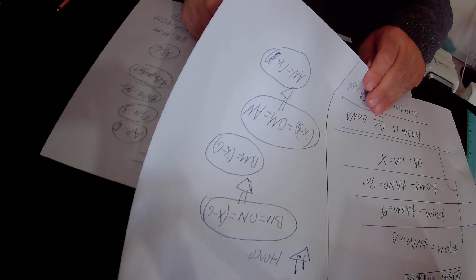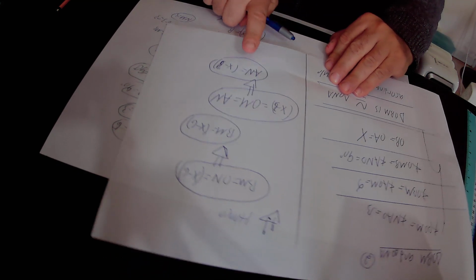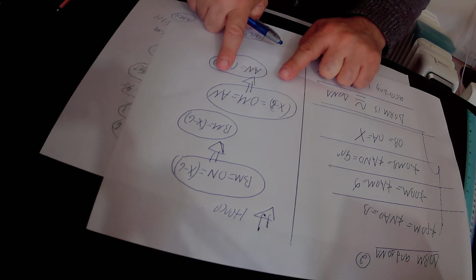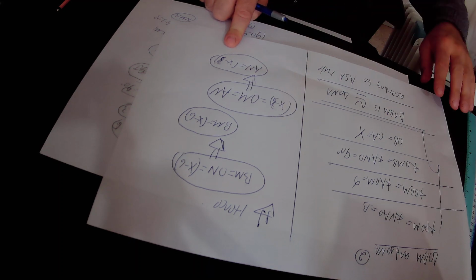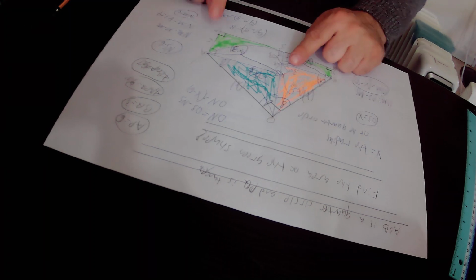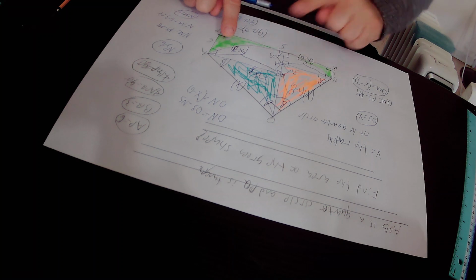OM equals x minus 3. And from this equation, x minus 3 equals OM equals AN, we will derive that AN is also equal to x minus 3. This side AN of the blue triangle equals x minus 3 units in its length.